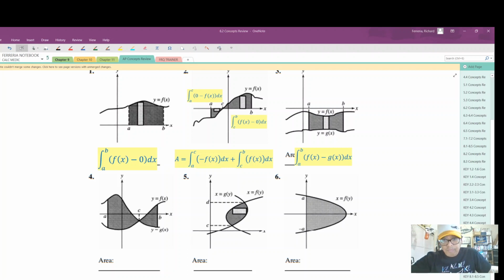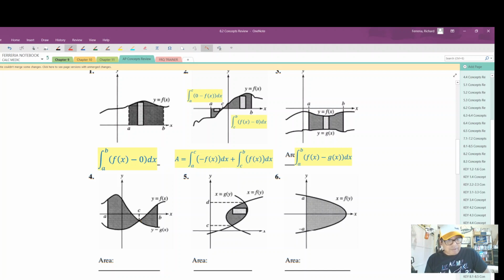Question 4, that one looks similar to question 2. Notice that the upper function again changes right here at x equals c. So again, you're going to need 2 integrals here to do this one, and I'll leave this one to you.